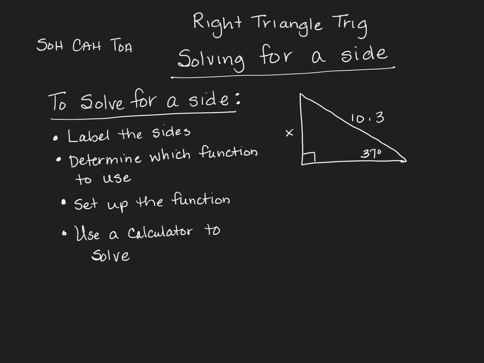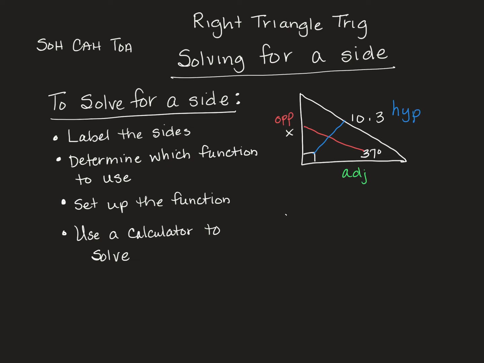We're going to label our sides, just like we've done before. From my angle out, that's my opposite side. From my right angle out, that is my hypotenuse. And the side I did not touch is my adjacent. We're going to determine which function we're going to use. So looking at this, my adjacent side doesn't have a value or a variable, but my opposite side and my hypotenuse do. So opposite and hypotenuse, that is the sine function.